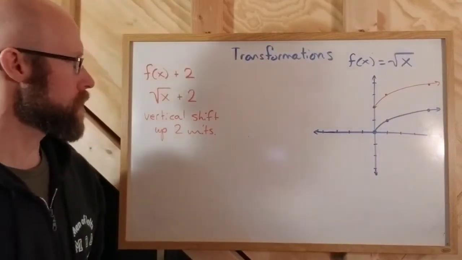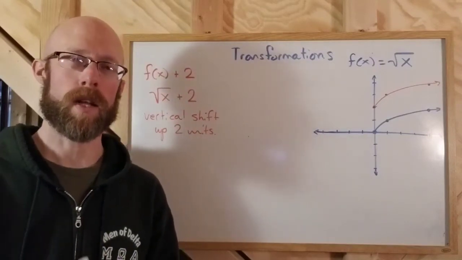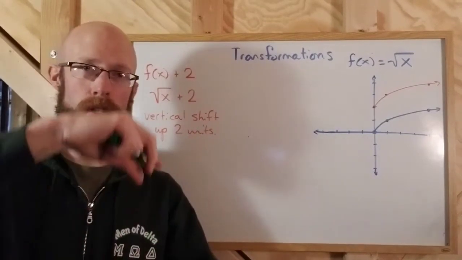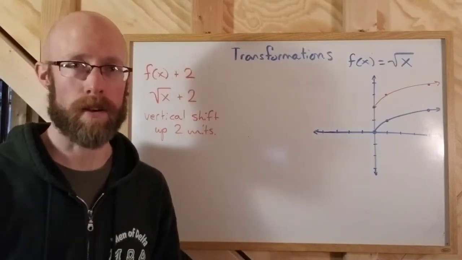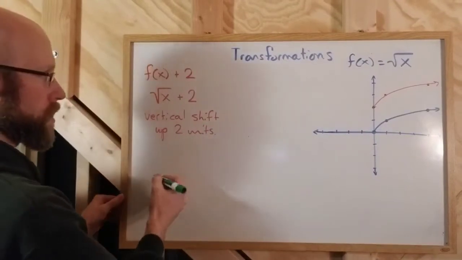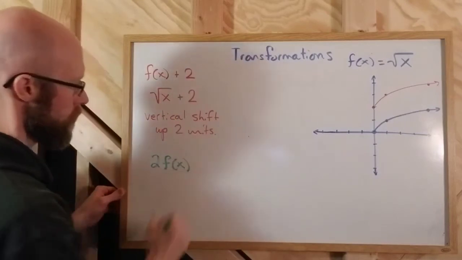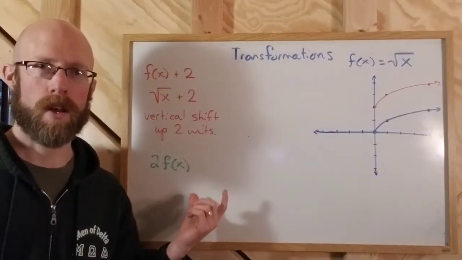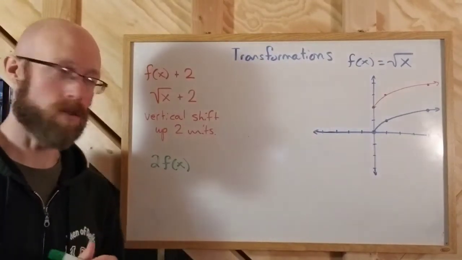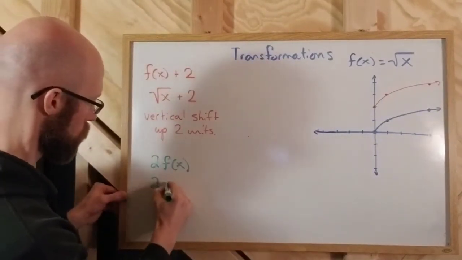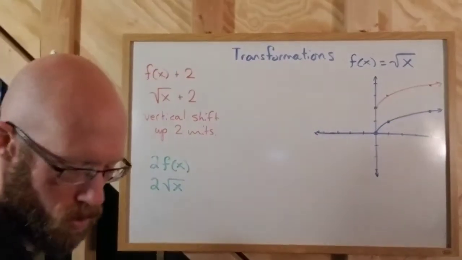So I said that if you multiply on the outside of a function, then you end up either stretching the function or compressing it, depending upon the value of that multiplier. So, for instance, let's take an example like 2 times f of x, right? 2 times f of x. So what we're doing is we're multiplying the function by 2. Every output gets multiplied by 2. So that would be 2 times the square root of x.